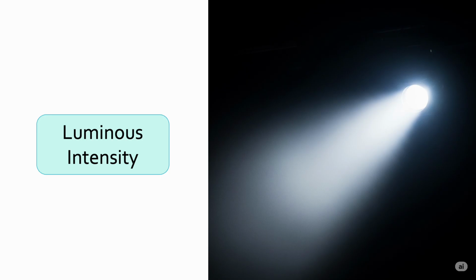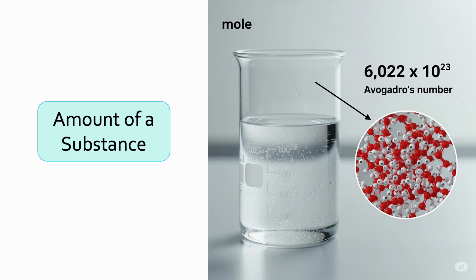Luminous intensity is the measure of the brightness of a light source in a particular direction. Its SI unit is candela. The amount of substance refers to the number of particles, atoms, molecules, or ions in a sample. The SI unit is the mole, which is defined as containing 6.022 multiplied by 10 raised to 23 particles.